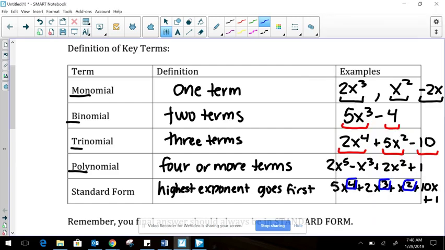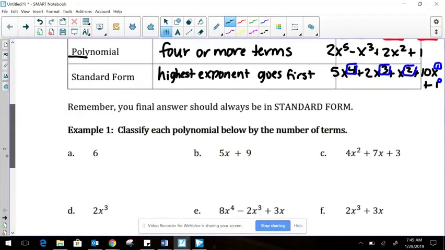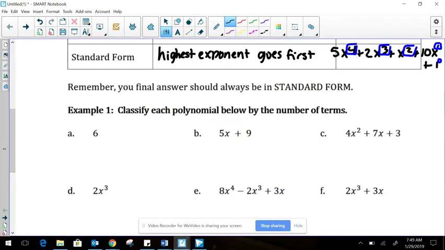Oops, sorry. So being that visible 1. And then this number here, the exponent's a 0. So that's why that one's always last. Okay, so highest exponent goes first. All right. So remember, your final answer should be in standard form.